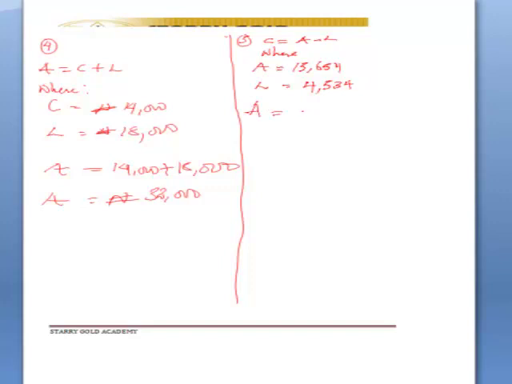So C is 15,654 minus 4,534. We have it as C equals 11,120 naira. 11,120 naira.